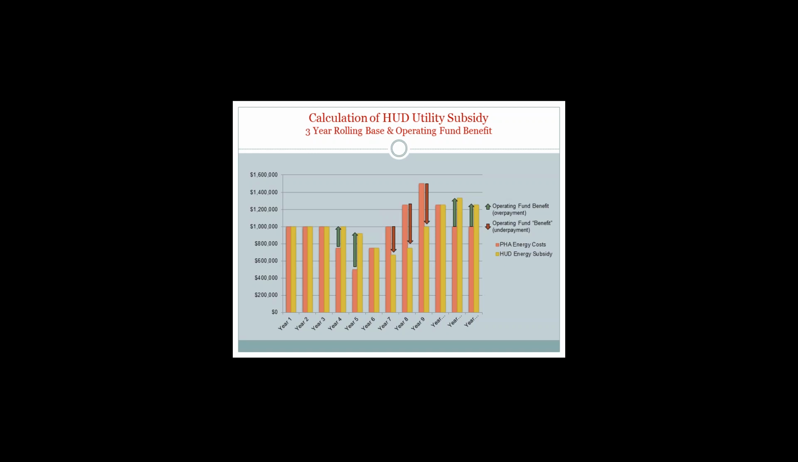And in those delaying years, you're being under-subsidized a little bit, and that's represented by those red arrows, the operating fund benefit, which is really detriment in this case. You're being underfunded slightly because you're consuming too much, and so you're having to absorb the responsibility for that change for a period of time until the subsidy catches back up to where you are. We can go on to the next slide.